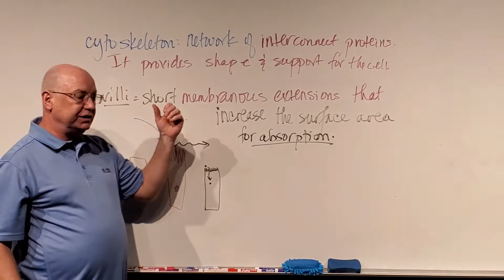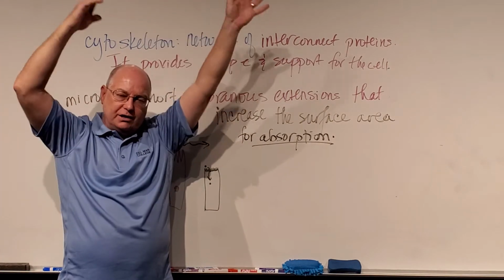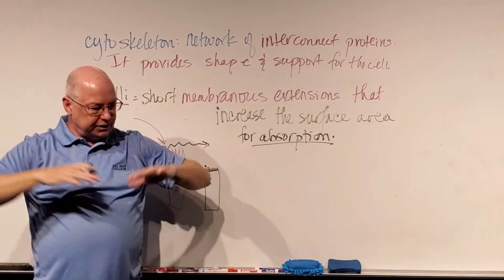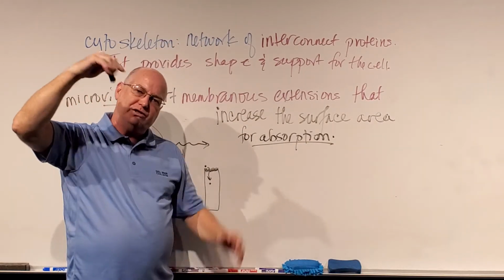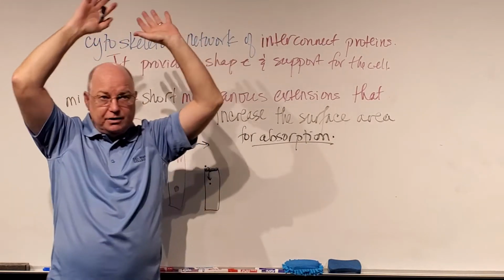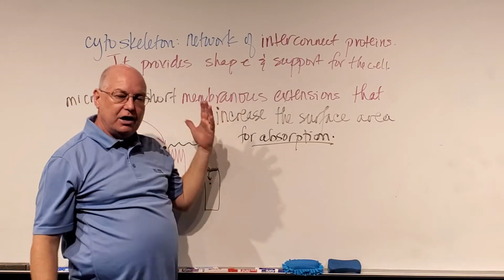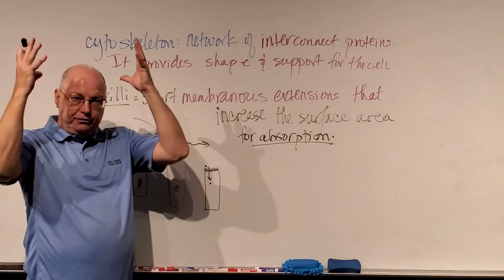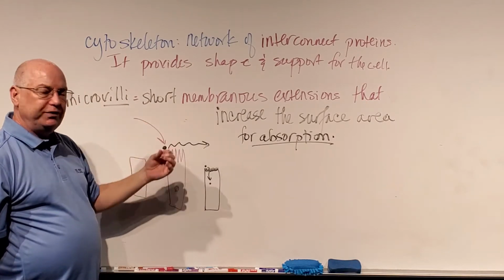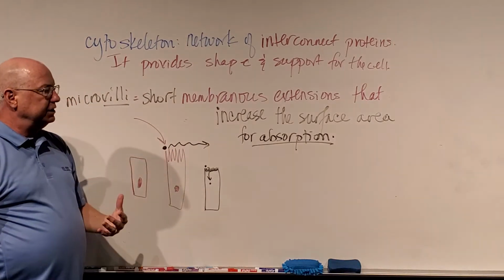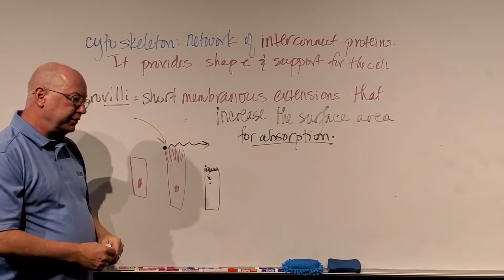I often think of cilia as the arms at a concert. If you see a crowd, it's like all the cells and all their arms are like cilia. If someone jumps off a stage, you can push them around and move them back to the stage. That would be like cilia. Microvilli are going to grab things and pull them in. So they're little finger-like structures or short membranous extensions that increase the surface area for absorption.